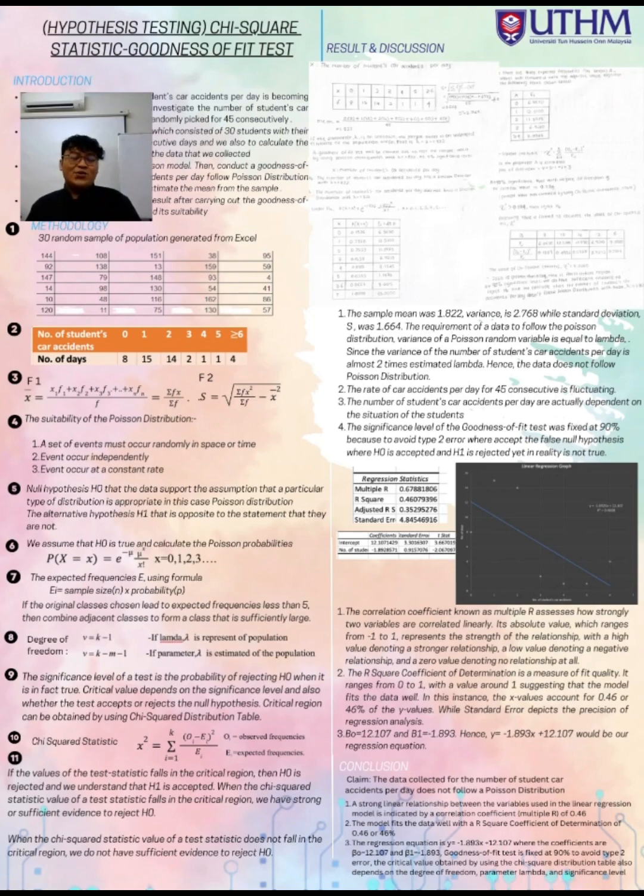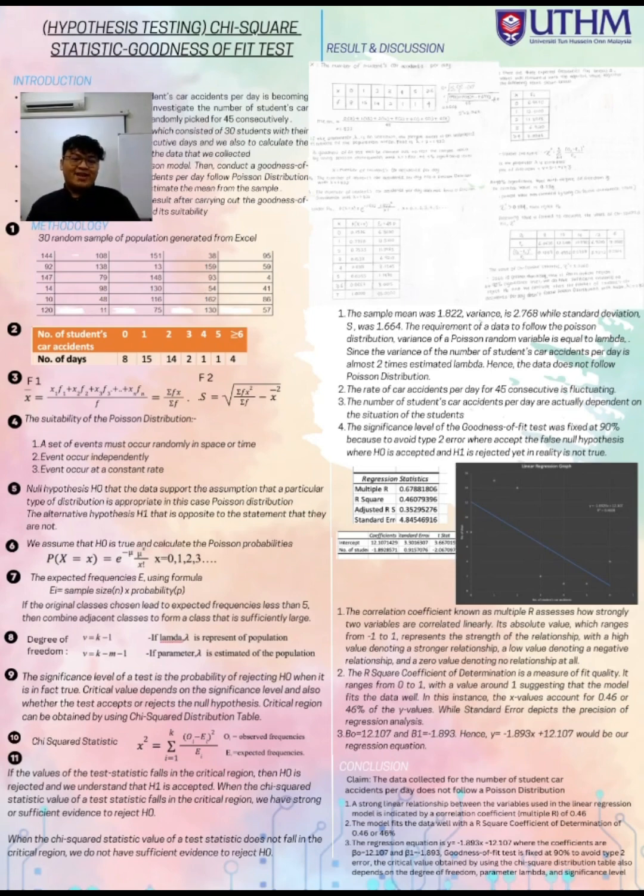For number five, we are going to state the null hypothesis, which is H naught. The data support the assumption that it has a particular type of distribution, and it follows the Poisson distribution. And for the alternate hypothesis H1, it is the opposite of the statement that we are stating.